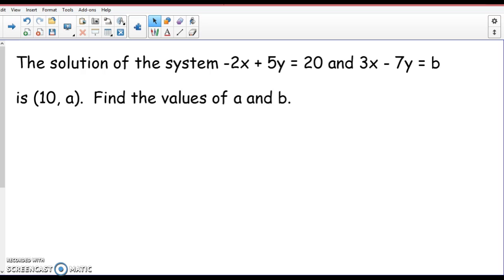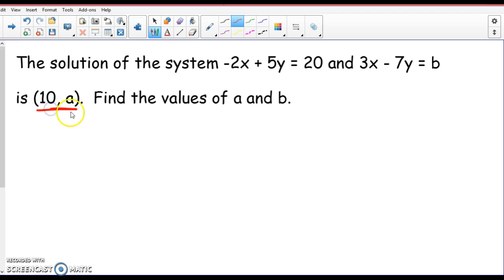it says, the solution of the system negative 2x plus 5y equals 20 and 3x minus 7y equals b is 10, comma a. Find the values of a and b. You need to realize that a solution makes an equation true. And if I substitute the solution into either of the equations, since it is a solution, it will make the equation true.